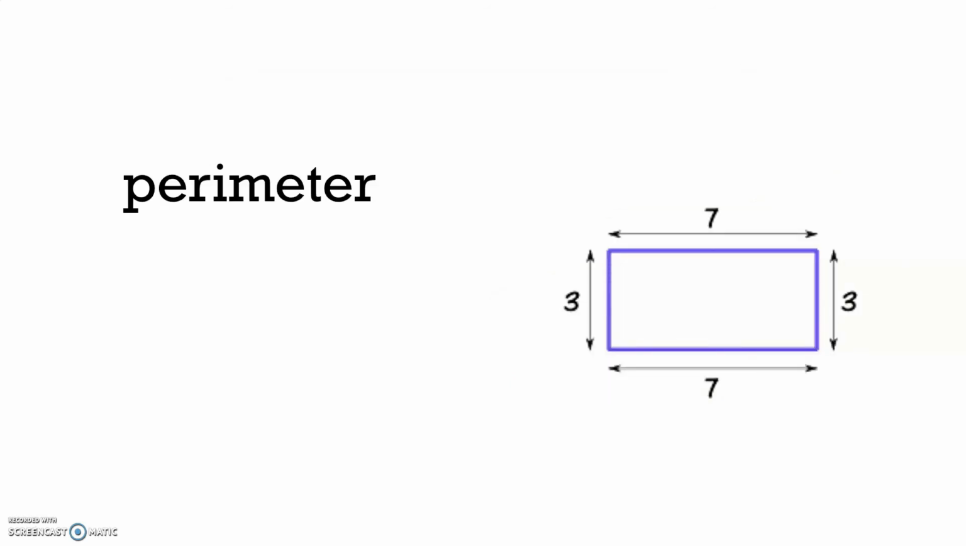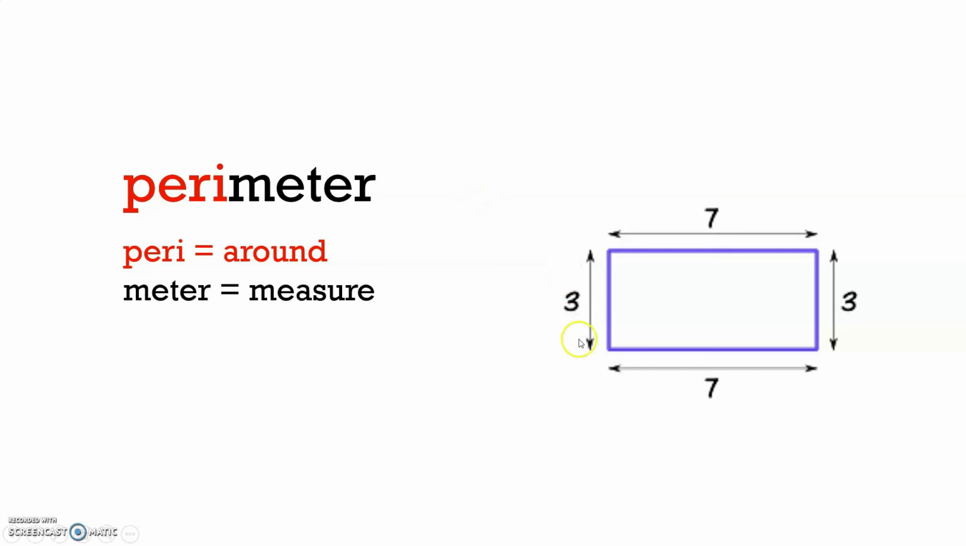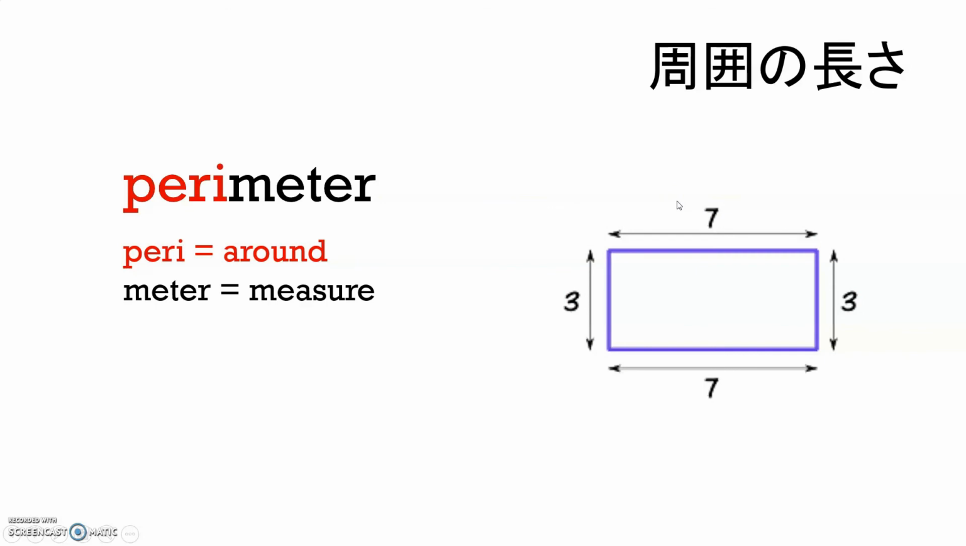This word is perimeter. So the first part, peri, it's a root, I forget whether it's Latin or Greek, but it means around, and meter is measure. So when you calculate the perimeter of an object, you're finding the measurement around it. And this Japanese is shui no nagasa.